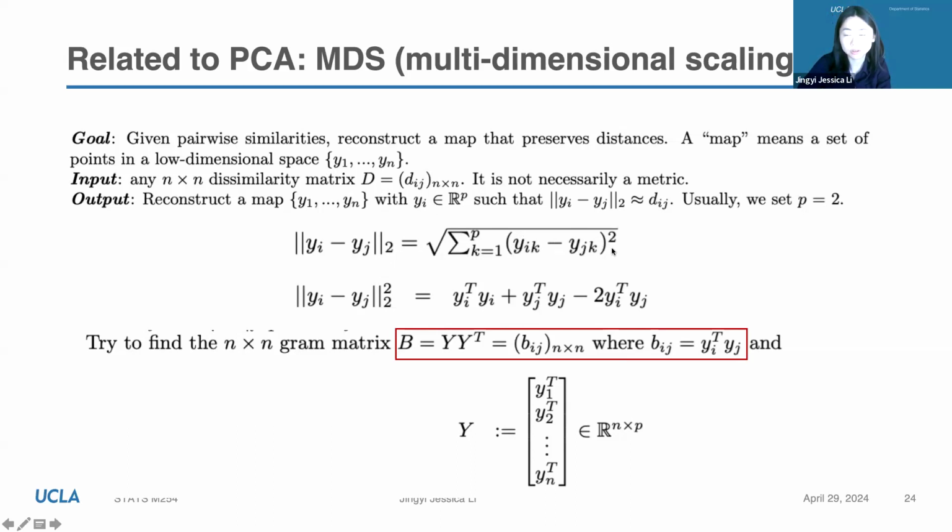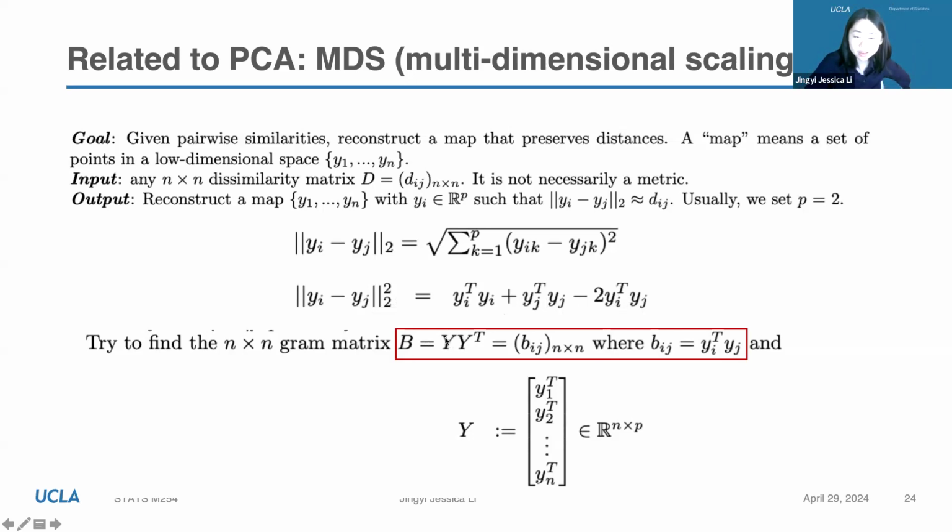That's the definition of Euclidean distance. But if we take this matrix form and expand it, it can be written as yi transpose yi plus yj transpose yj minus 2 times yi transpose yj, where yi and yj are both p-dimensional. The reason we write this matrix form is that we can transform the problem of finding yi and yj into finding such a matrix B.